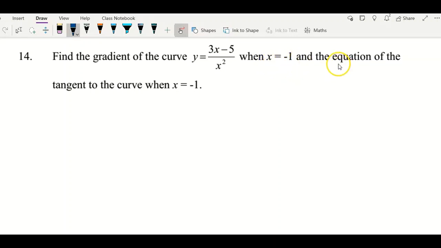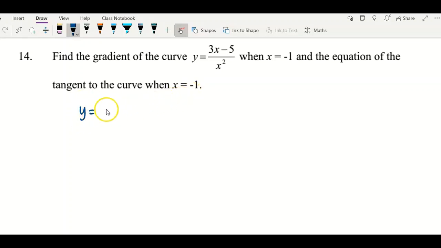And later on, you need to find the equation of the tangent to the curve when x equals negative 1. You just need to find the y value when x equals negative 1, and just substitute into the straight line equation. You will get the equation of the tangent.